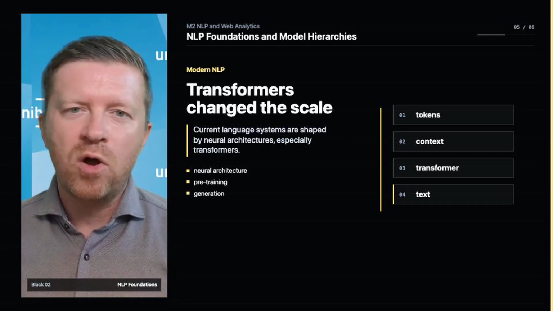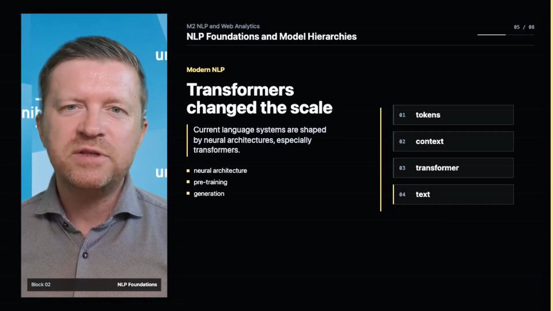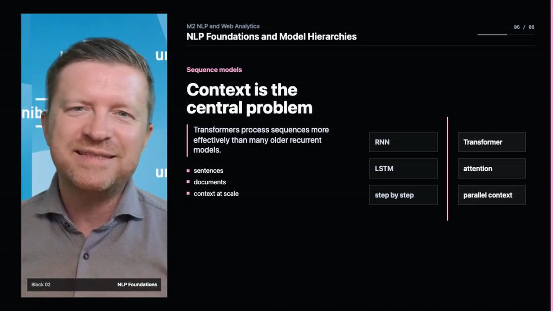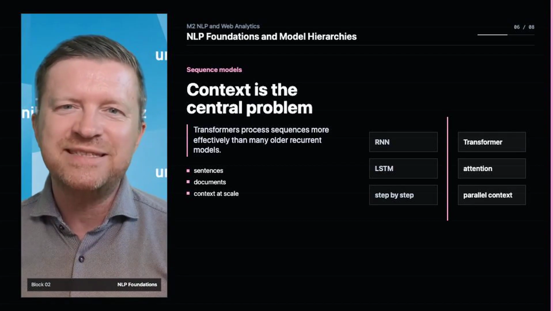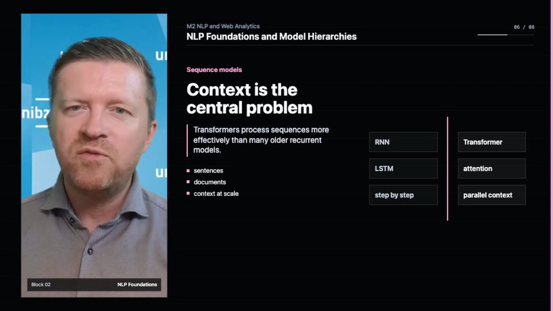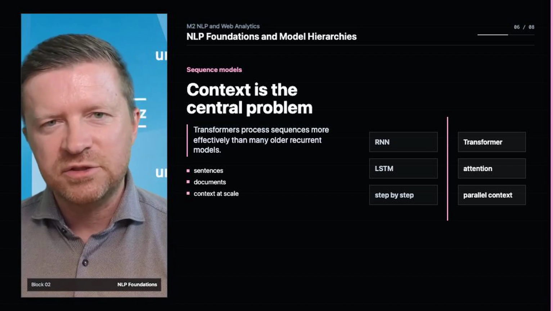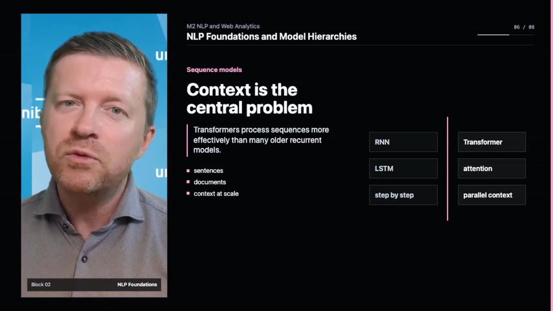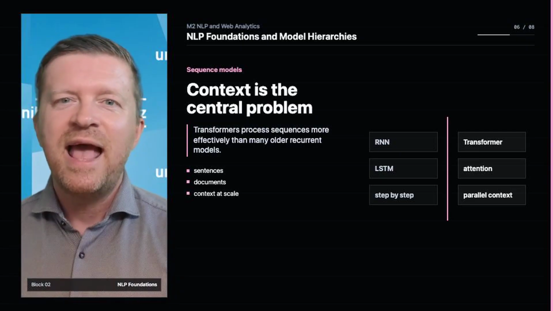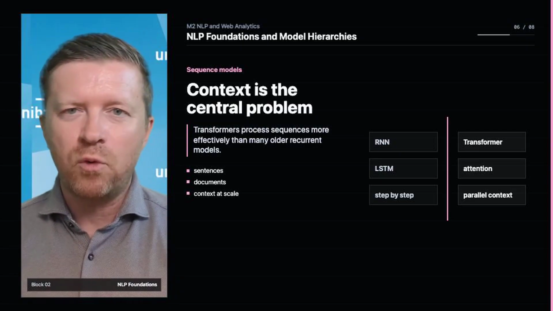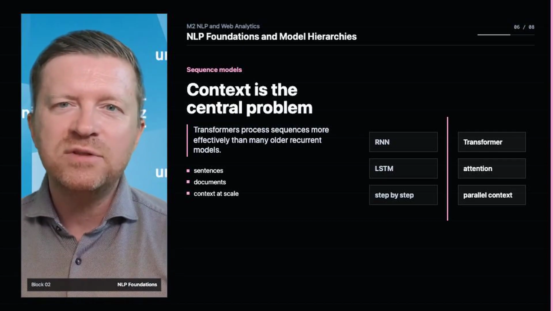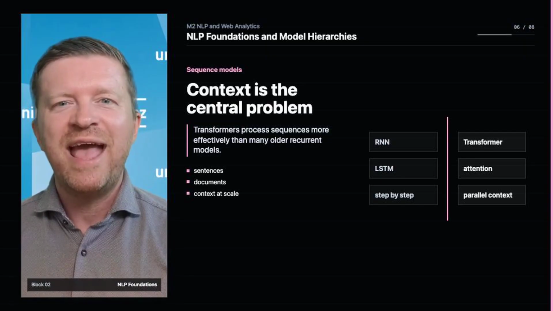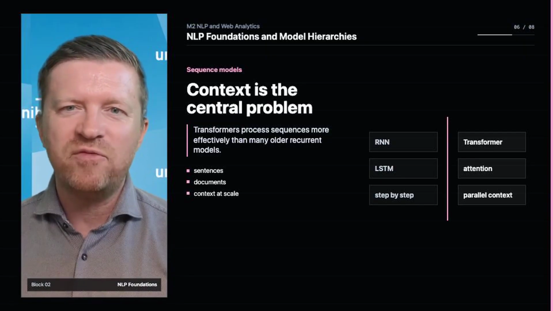Two terms are worth clarifying immediately. The first is transformer. A transformer is a neural network architecture designed to process sequences such as sentences or documents much more efficiently than many older architectures. Before transformers, common approaches included recurrent neural networks or RNNs and long short-term memory networks or LSTMs. Those models were important, but transformers became the major breakthrough because they handled context at scale much more effectively.